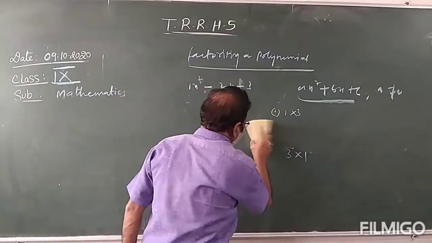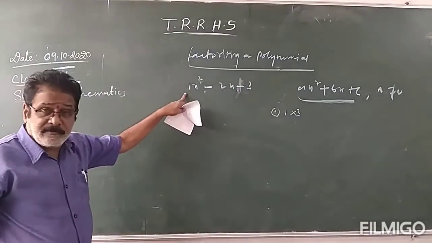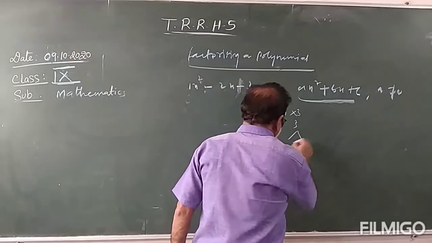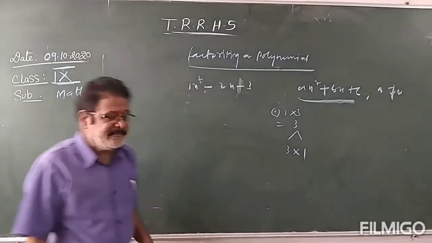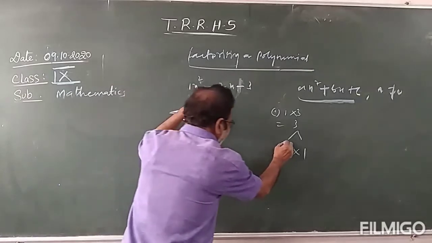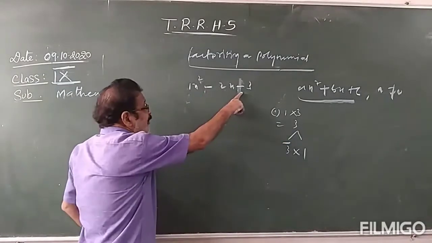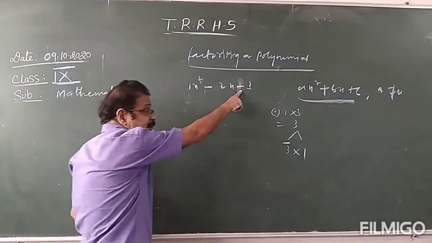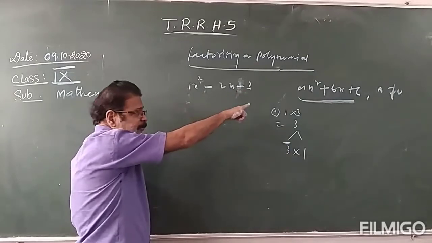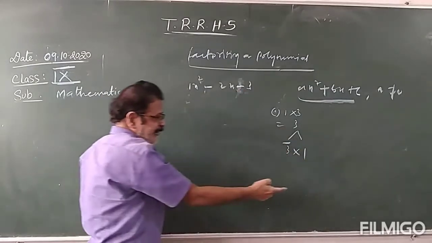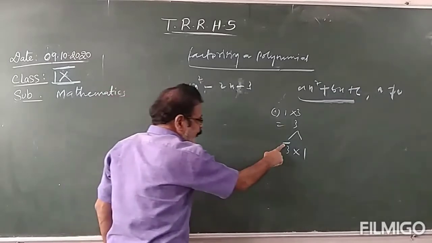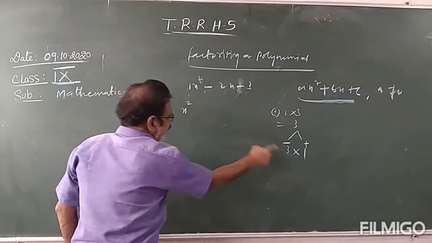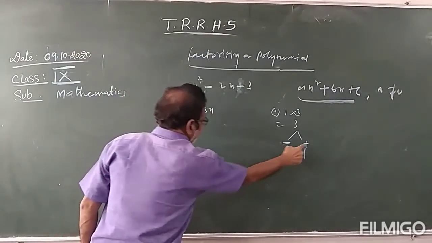So how to factorize this? First multiply the second degree coefficient and the last term, 1 into 3. Split 3 into factors: 3 and 1. Allot the signs. The middle term sign should be allotted to the greater factor. The middle term sign is minus. Here the constant is negative. When the constant is negative, allot the opposite sign. So for minus, the opposite is plus.